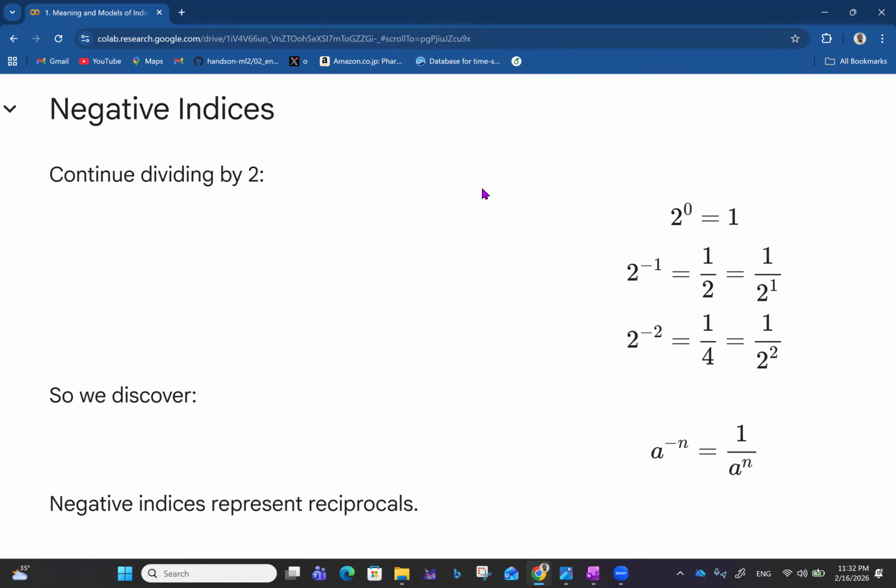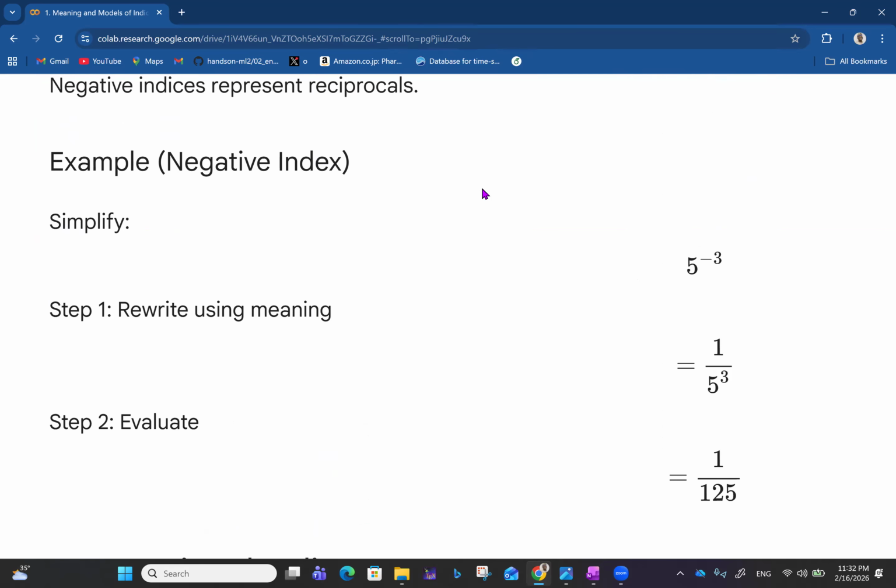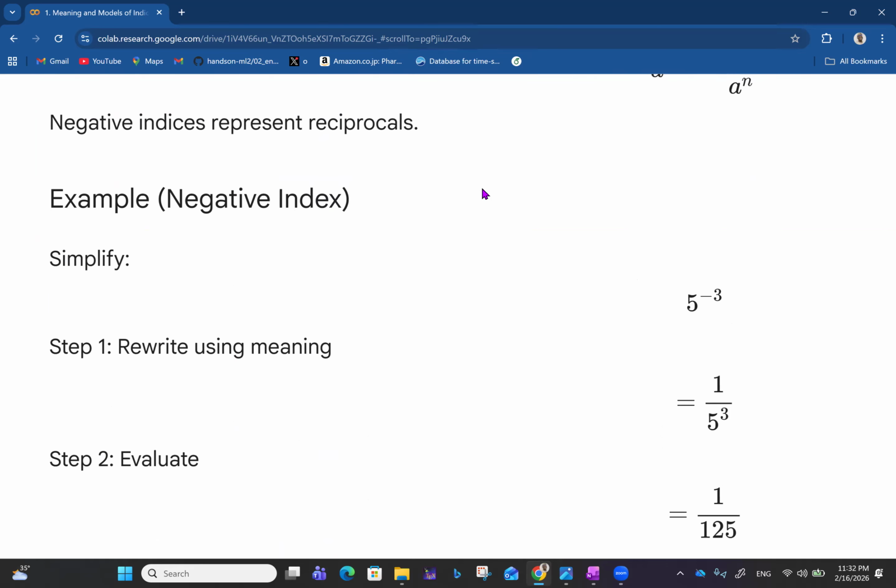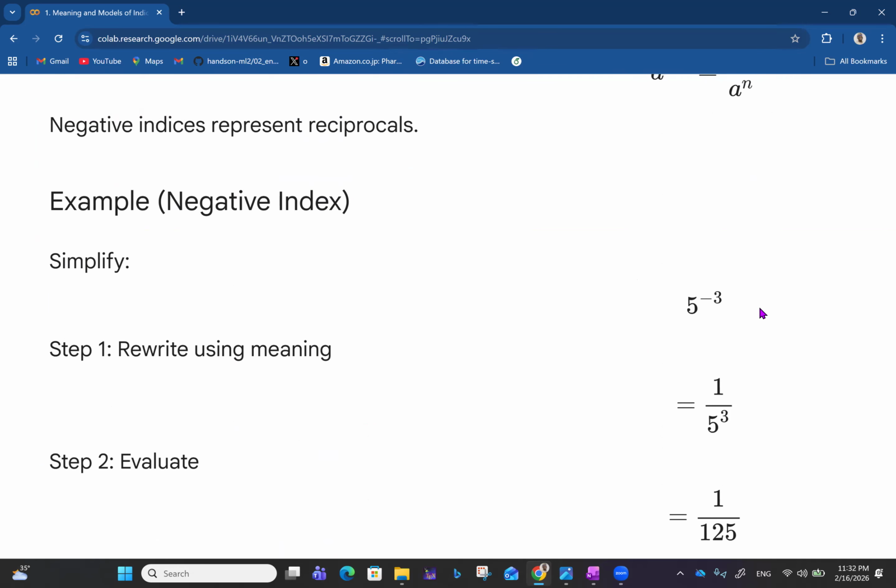So if you keep going, it means that a raised power minus n will be 1 over a raised power n. So that's where negative indices arise. So negative indices represent reciprocals. So negative indices tell you you have a fraction at work right there. Okay. So next, you have this example to simplify 5 raised power minus 3. Of course, from what we know, we can rewrite using that meaning that 5 raised power minus 3 is the same thing as 1 all over 5 raised power 3. So to knock off the minus, you have to introduce the reciprocal. That's 1 over 5 raised power 3.